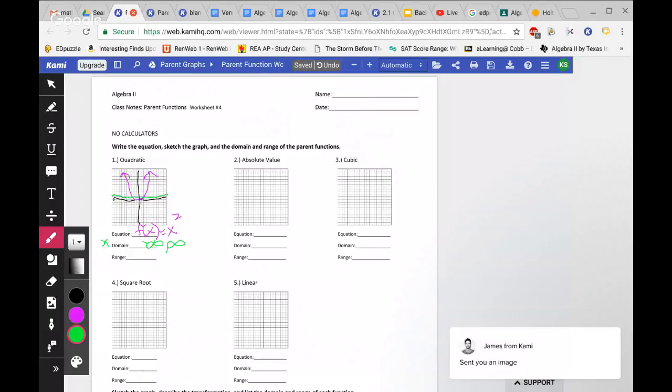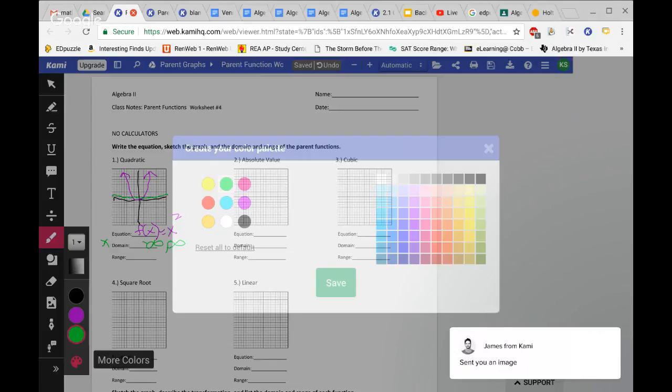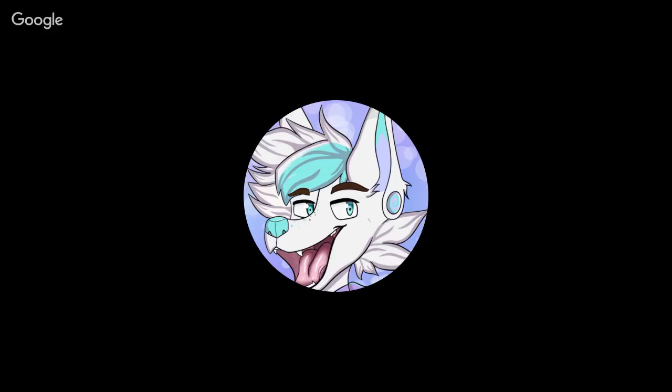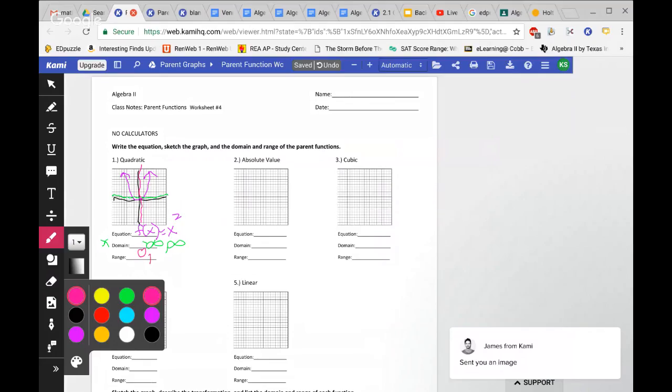Now, with regard to the range, it's going to go this way. If I were running my pencil up that way, I would notice that my y's don't start until I hit the origin. There's nothing on that bottom part of the y-axis. So it's 0 to infinity? Yes, sir. So that's that one.